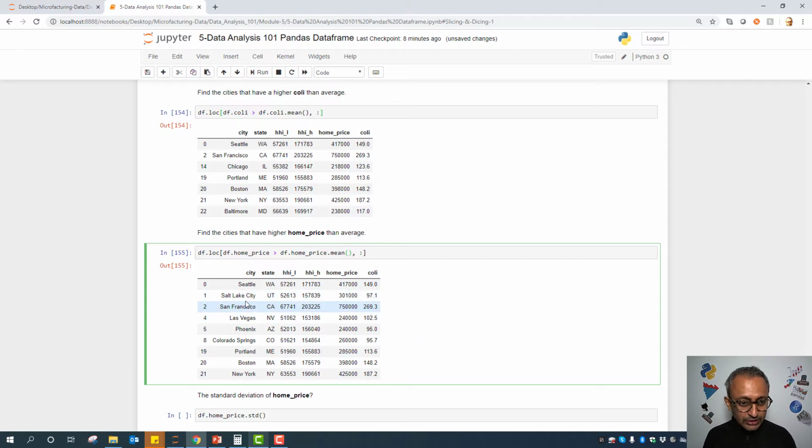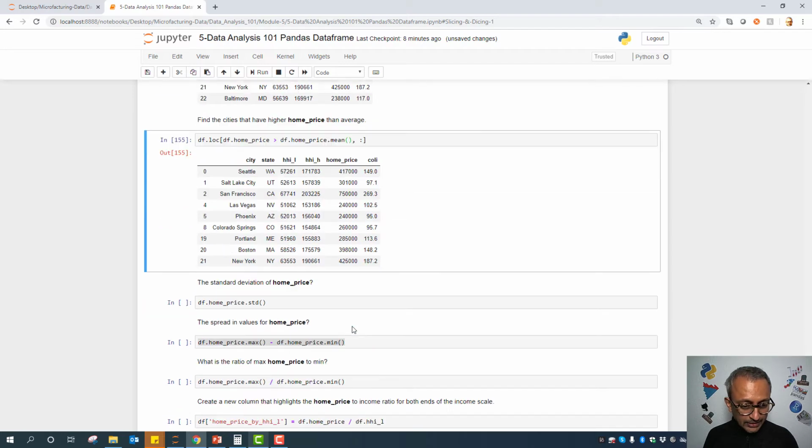Here, for home price, Salt Lake City is also here. There must be other reasons. Probably the taxes are lower, that's why the cost of living is lower in Salt Lake City, but the home price is still high up there. Not as insane as this, but yes.